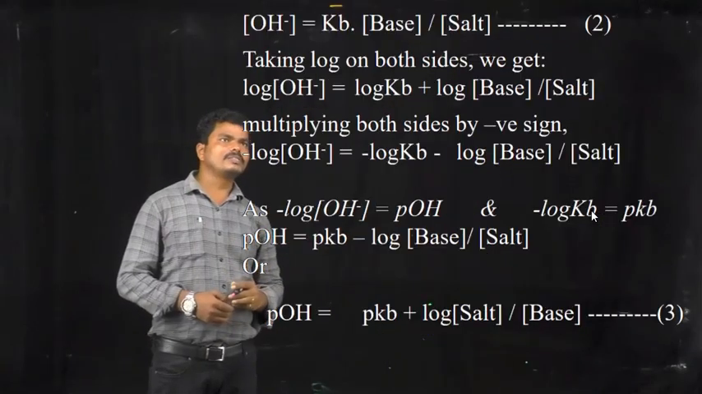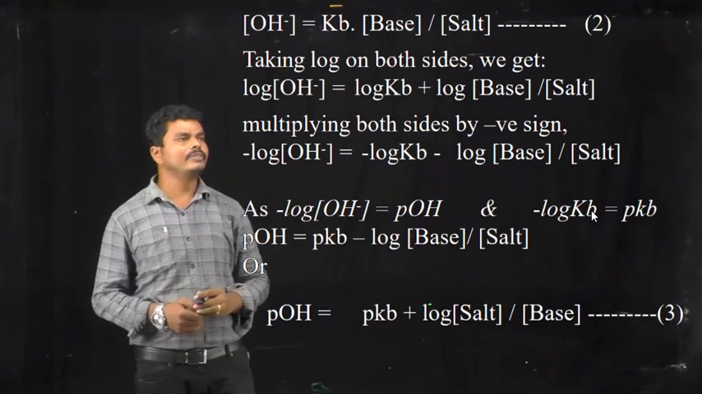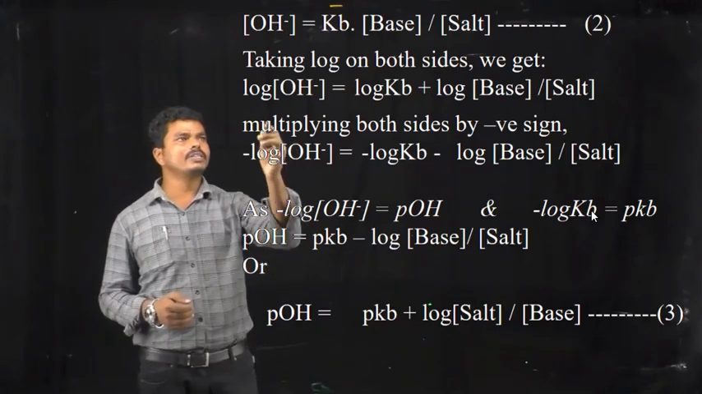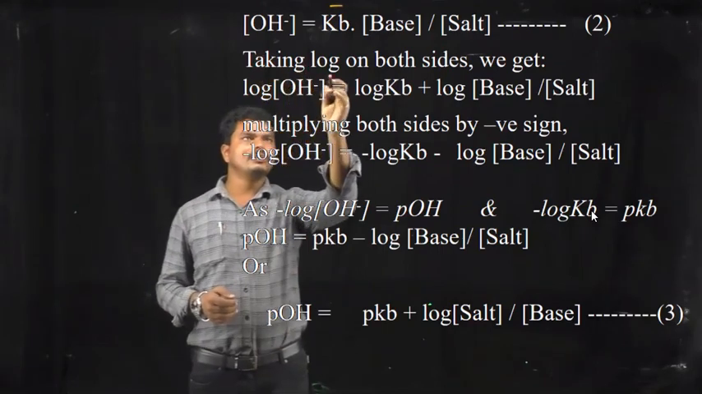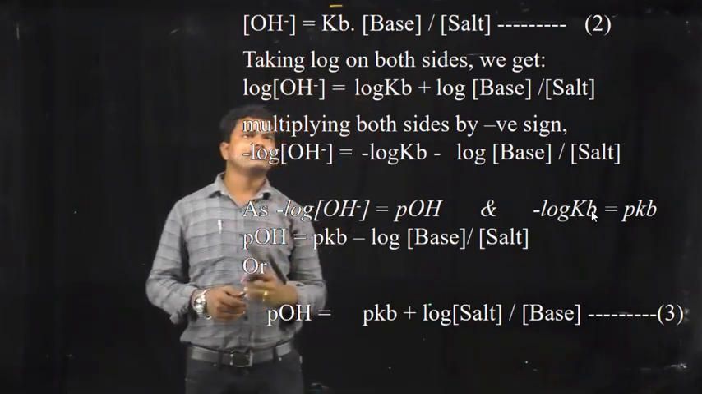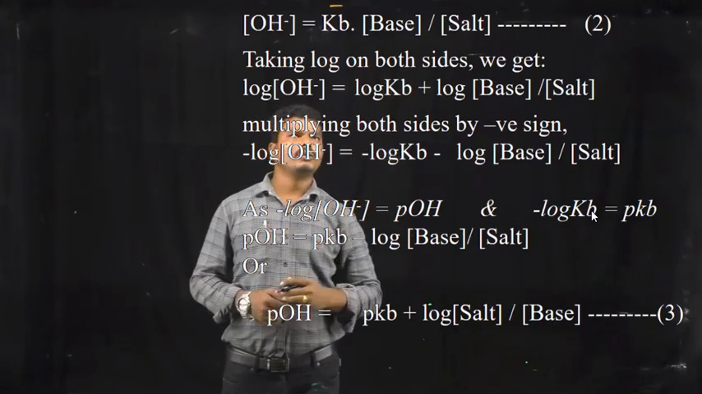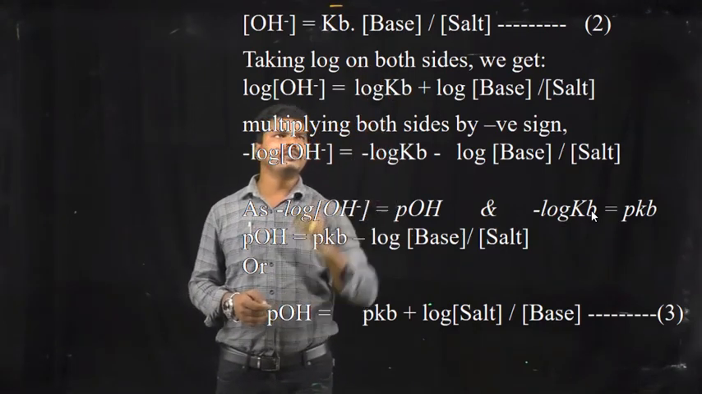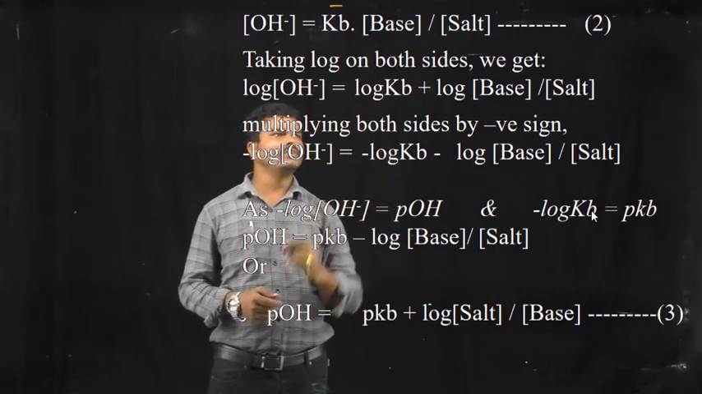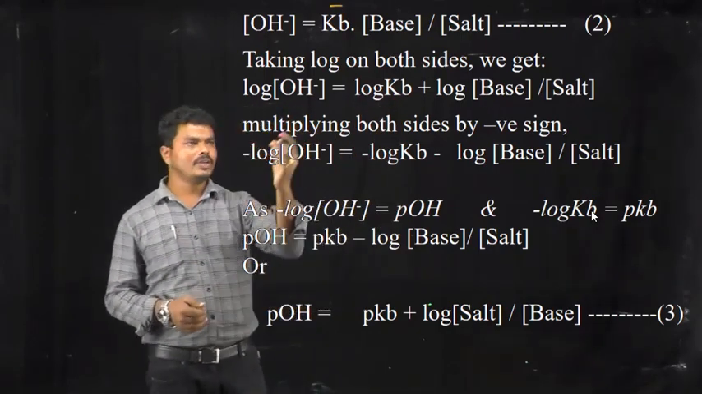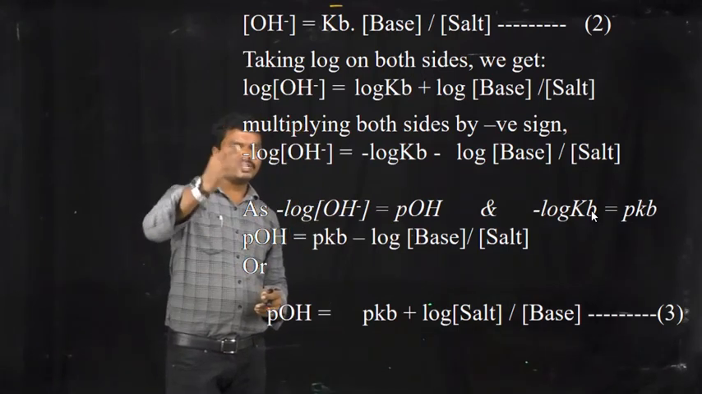So when you replace the concentration of conjugated acid with that of the concentration of the salt in equation 1, we can write that equation as concentration of the hydroxyl ion is equal to the product of base dissociation constant and concentration of the base divided by the concentration of the salt. This will be represented as equation 2. And when you apply the logarithm on both sides of the equation, we can get the equation like this.